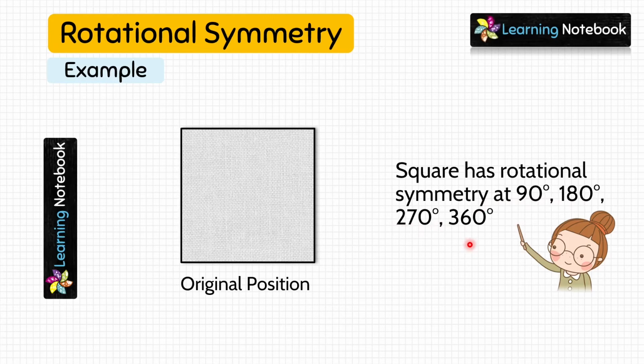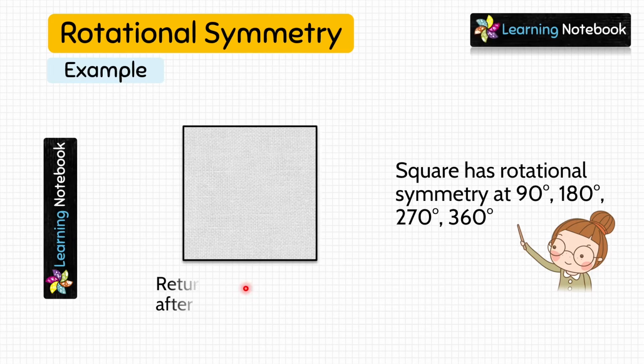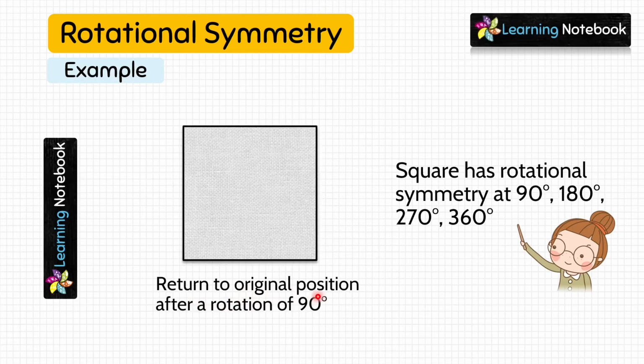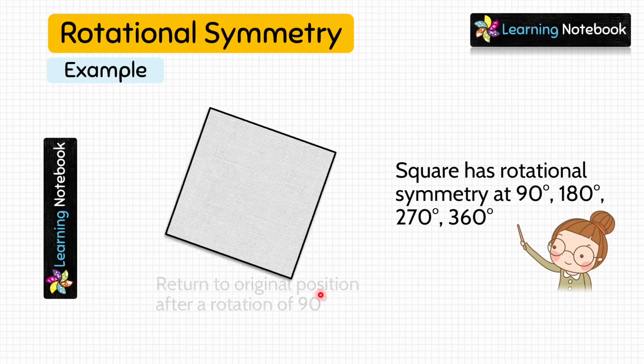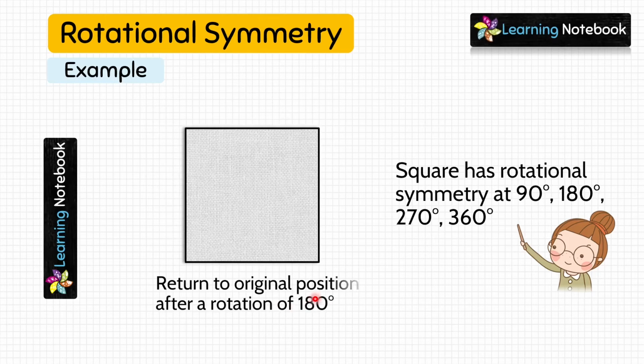Let's see how. This is the original position of a square. If we rotate this square, let's say by 90 degrees, it returns to its original position. Right? Now again, if we rotate this square by another 90 degrees, in total, after the rotation of 180 degrees, then students, again, it returns to its original position.